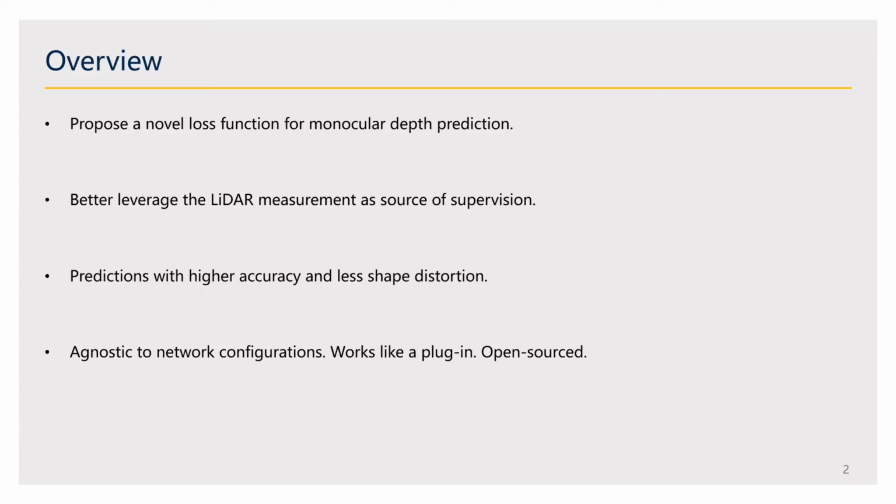Networks trained with this loss function produce depth prediction with higher accuracy and less shape distortion. This loss function is agnostic to network configurations. You can plug it in your existing network. The implementation is open sourced online.